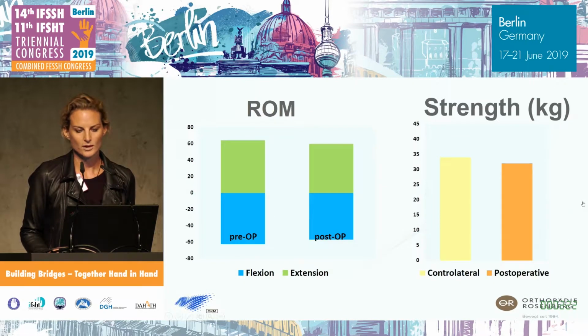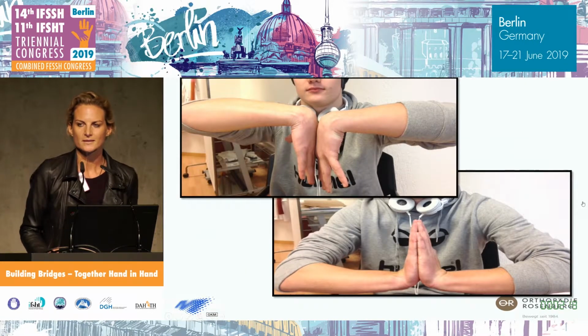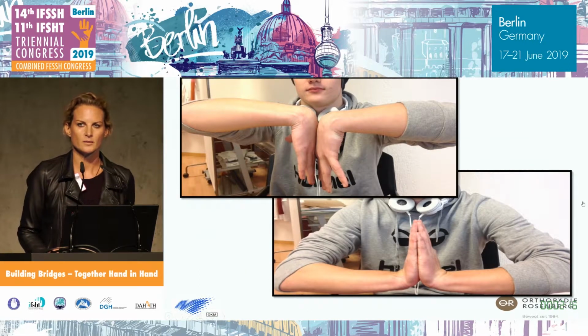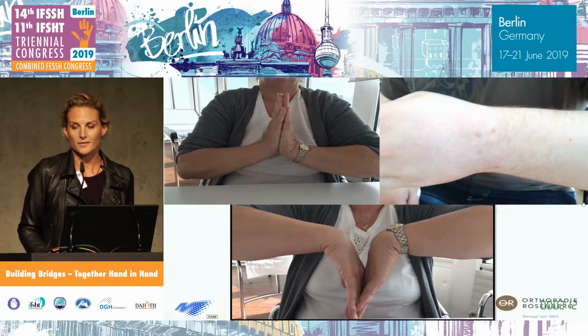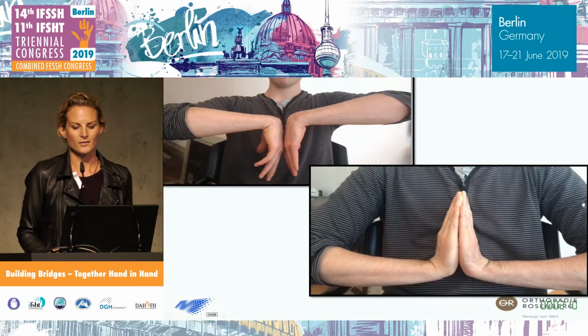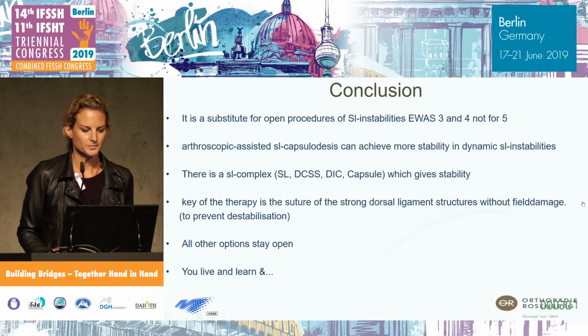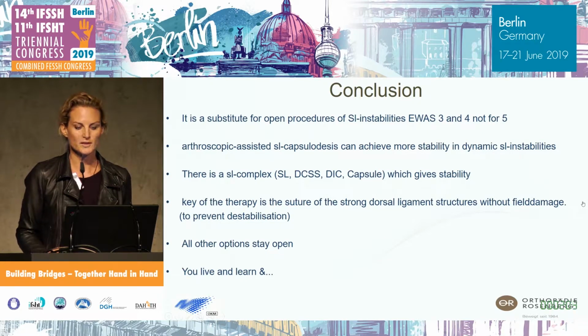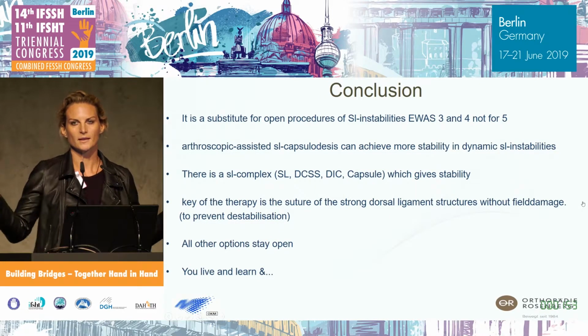Here you see again the range of motion and the grip strength. But I'm very convinced of this technique because I see the patients, and the patients have a great range of motion. They have up to no scars, and they are very satisfied. So for me, it is a substitute for open procedures in EWAS 3 and 4 lesions. This technique can achieve more stability in dynamic SL instabilities, and we have to think it new.